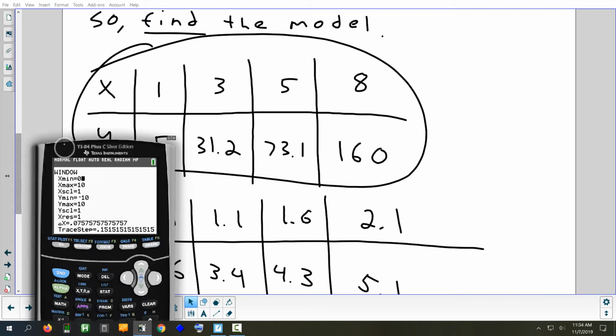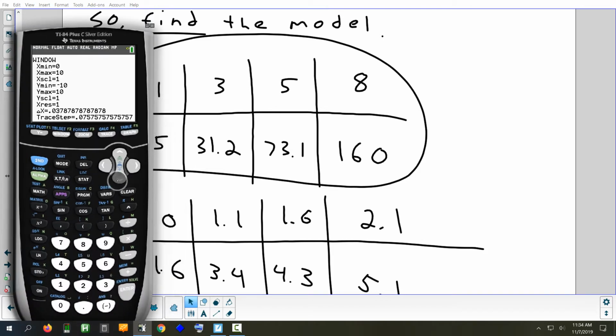Yeah, I'd say 0 to 170. That'd be pretty good. 0 to 170. And now if you hit graph, you should see the points you plugged in. There are the points, the little squares. Now, let's type in the equation that we found.